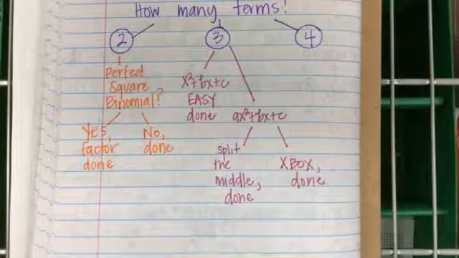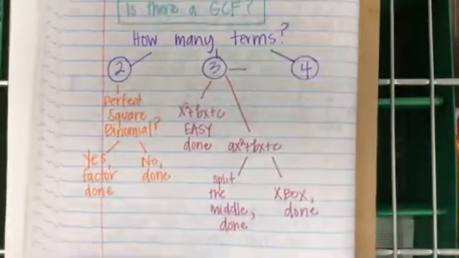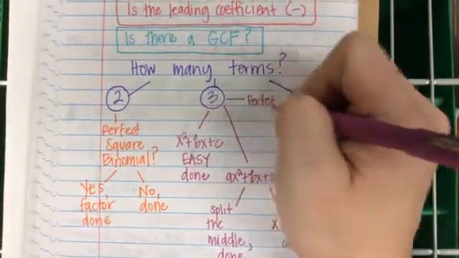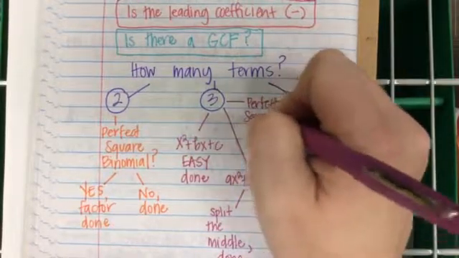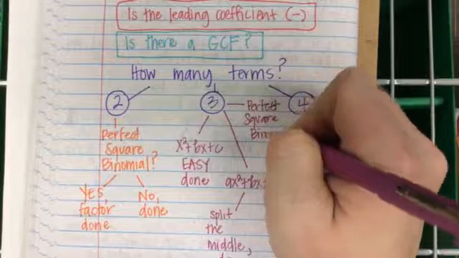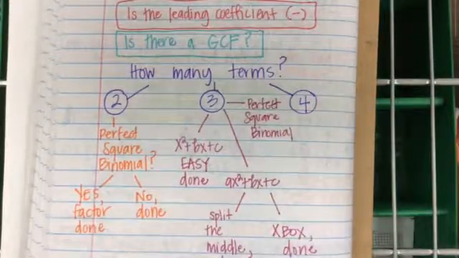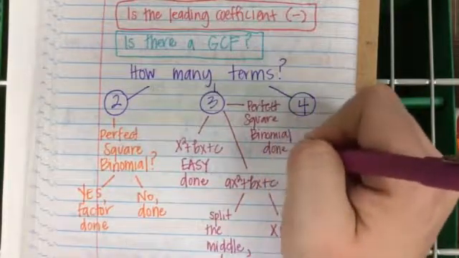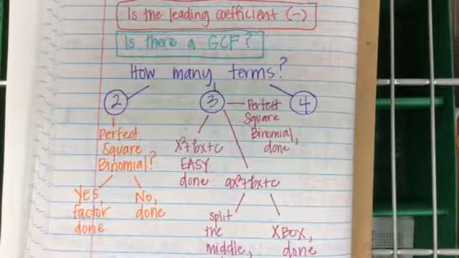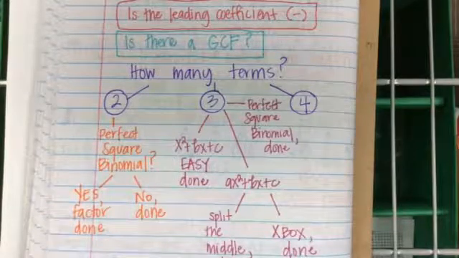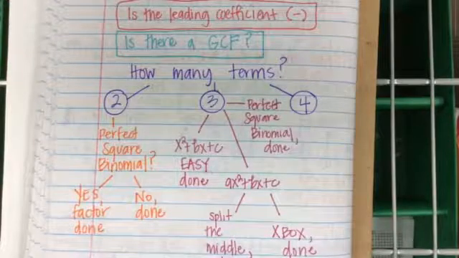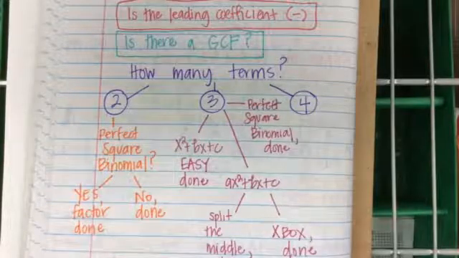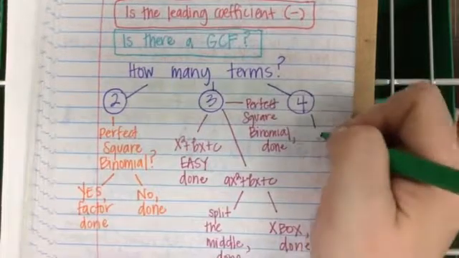There's a third thing that it could be that we learned about yesterday. It could be a perfect square binomial. And then you're done. And number 4, if there are 4 terms, what can you do? You can only split the middle.